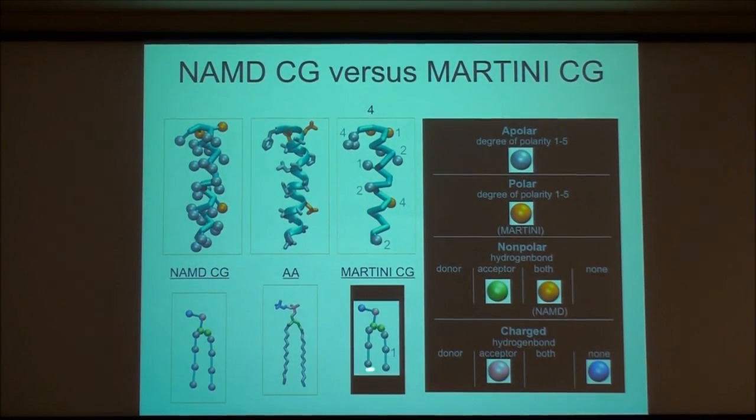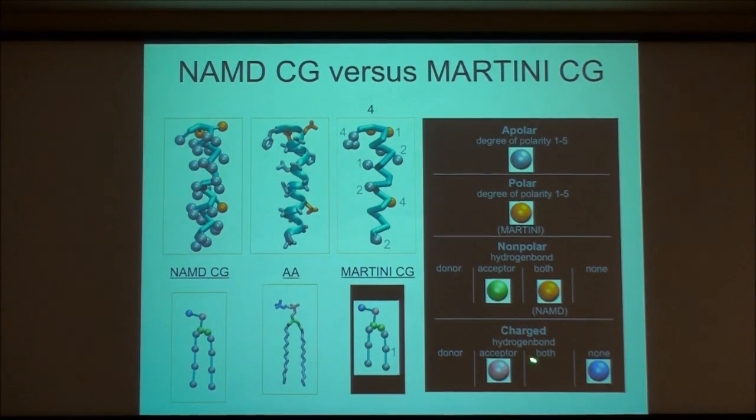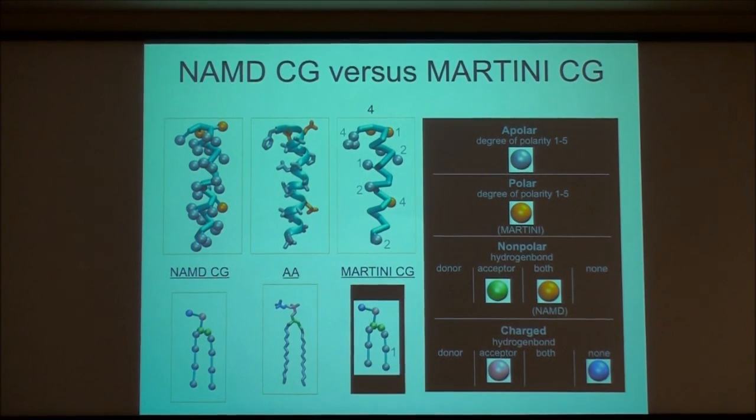So yes, for the lipid, the same is true. As far as the charge is concerned, and hydrogen bonding capability, it is different. For the lipids, you can have charged residues that carry charge. You can have polar residues that only accept or donate hydrogen bonds. So all these features are included as additional non-bonded interactions to these beads.